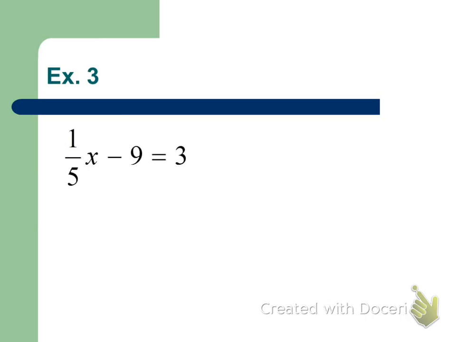All right, on example 3. Box in my variable, split it up. There are no like terms on either side, so I can't simplify them. Jamal Dixon, what would you do next? Alrighty. So that gives us 1/5 x equals 12.